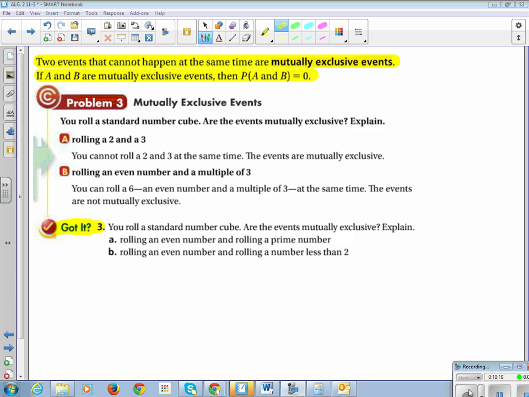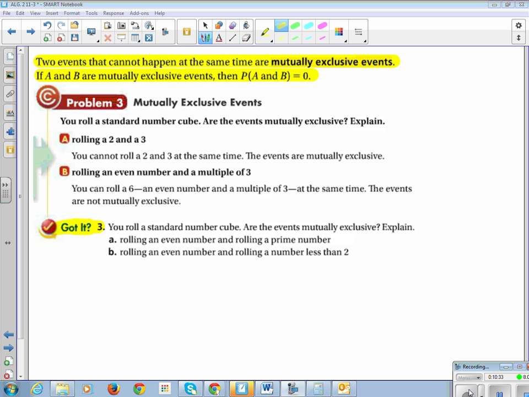Now let's look at the second scenario. Rolling an even number and a multiple of 3. You can roll a 6, which is an even number and a multiple of 3 at the same time, so the events are not mutually exclusive. Those two can happen at the same time.